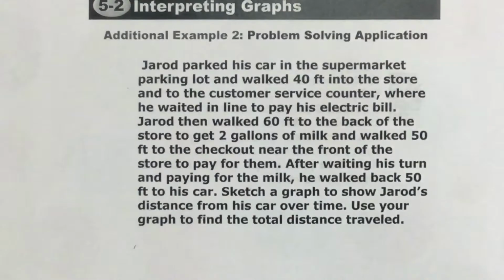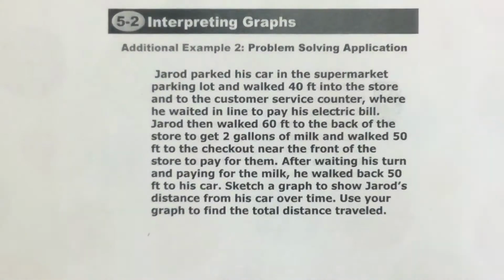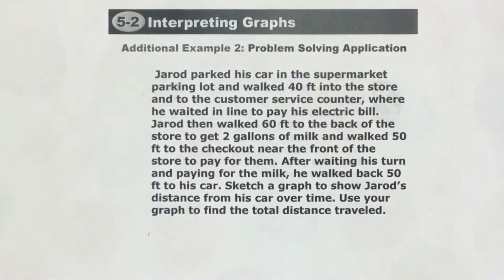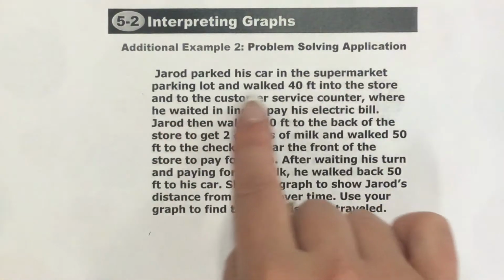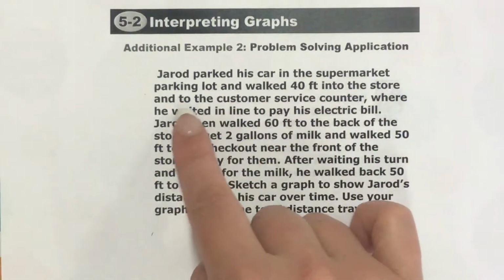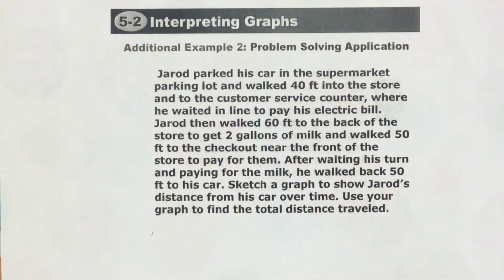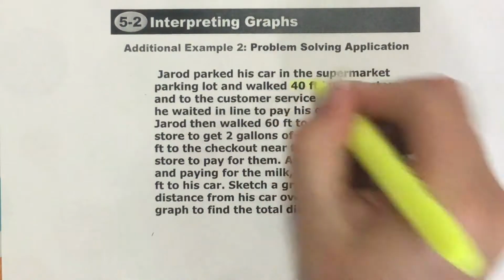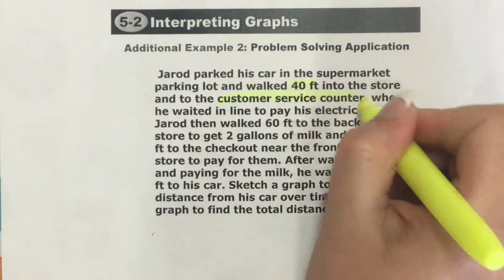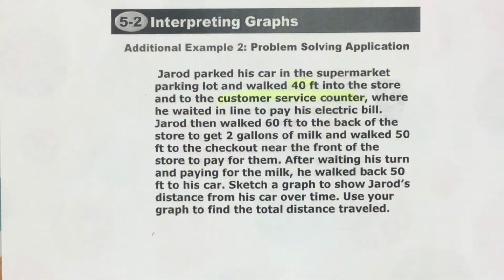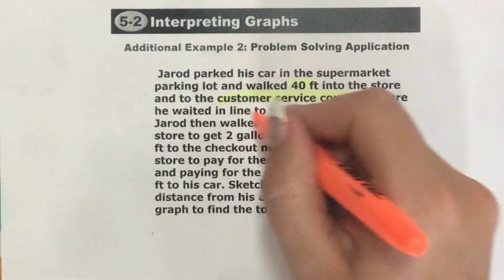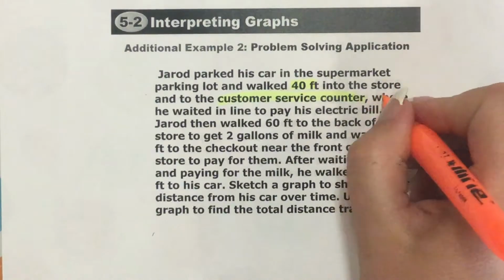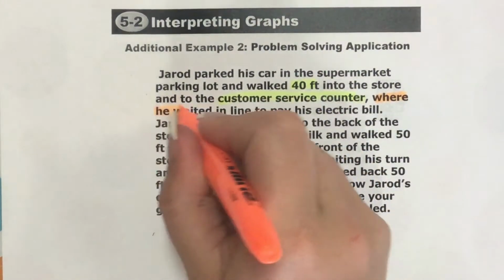Okay, perfect. So I'm going to go ahead and zoom. First I'm going to figure out the important information step by step, referring to his distance from his car. So it said Jared parked his car in the supermarket parking lot and walked 40 feet into the store and to the customer service counter. So the first distance he went was 40 feet, and he ended up at the customer service counter. Then it states the next thing: he waited in line to pay his electric bill.